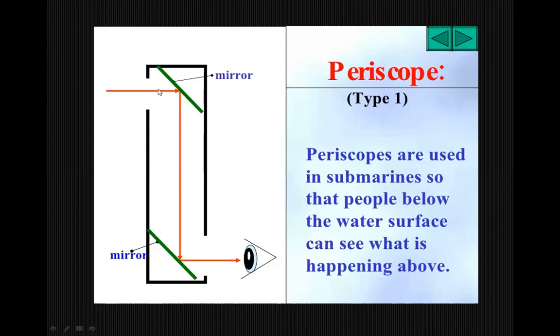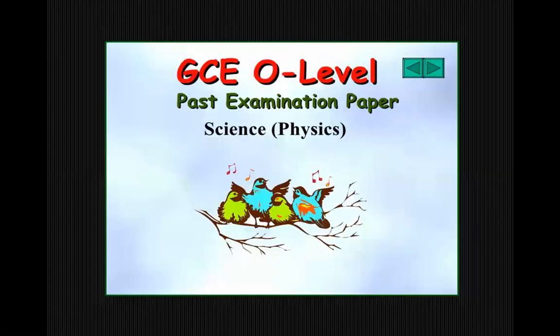When the incident ray comes on it, the angle of incidence is equal to the angle of reflection. You will draw a normal. When it reflects, it becomes an incident ray for the second mirror, and then it reflects again and gives a view to the eye. This is a very important application.